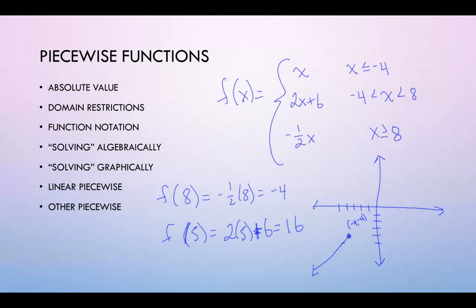Then in the second one, it's between negative 4 and 8. So when I plug in negative 4, it's going to be negative 8 plus 6, negative 2. Negative 4, negative 2, that's going to be an open circle. So that's what allows it to pass the vertical line test. And then I'll go to 8. When you plug in 8, you get 16 and 6, 22. It's not including it. 8, 22.